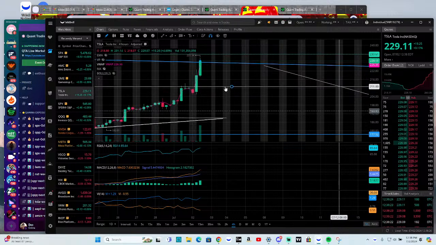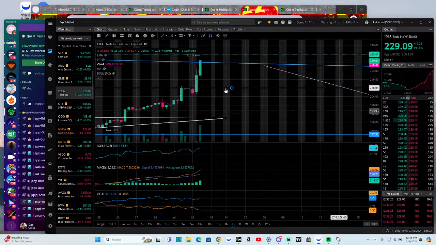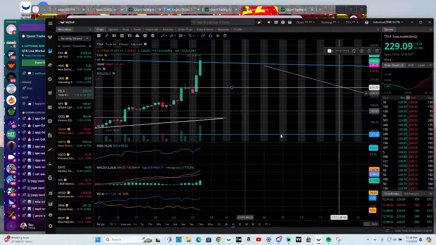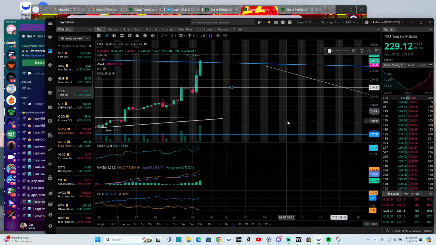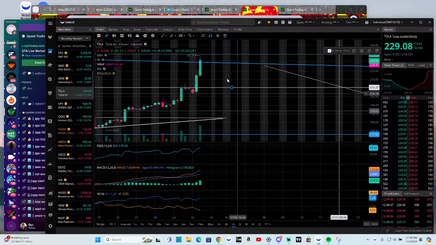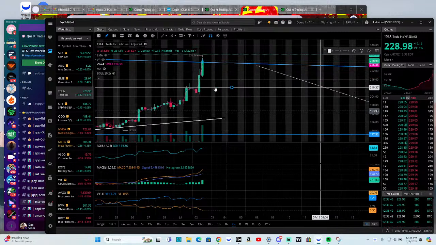What do you guys think? 210? We'll call it 210. Oh, my mouse. It's probably because I'm sharing screens and recording at the same time. Anyway, a good revisit to this level would make sense. So that's what we're playing.